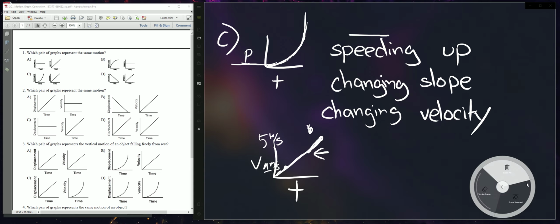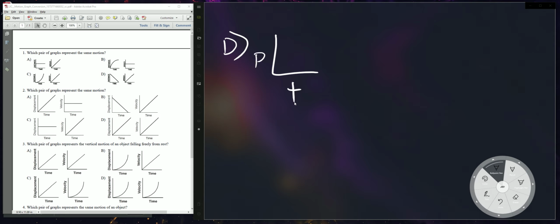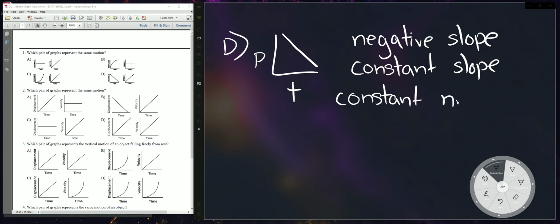Let's actually go over what D means first. Choice D. This is a graph with a straight line down. If you're going down, you have a negative slope, and you have a constant slope. So you have a constant negative velocity.